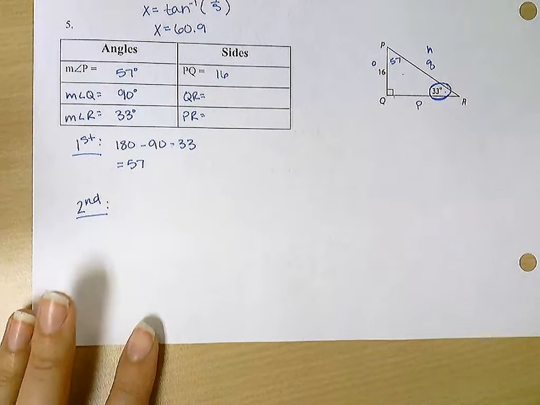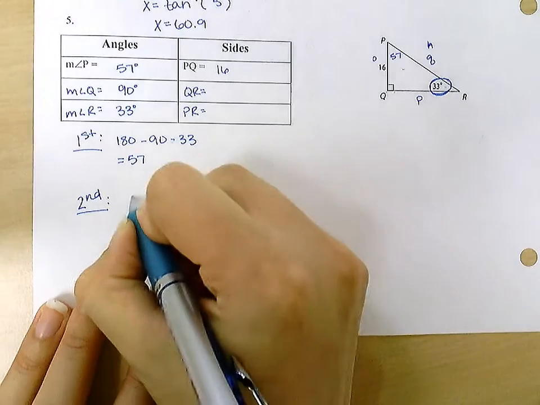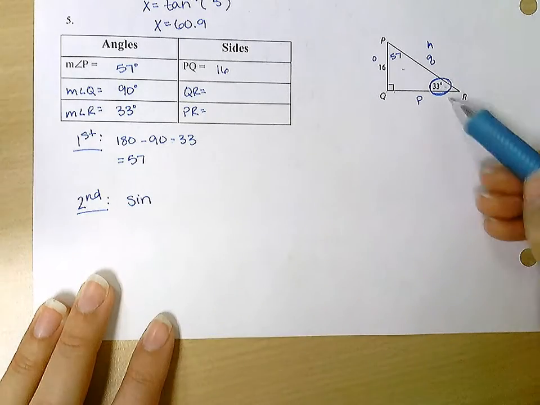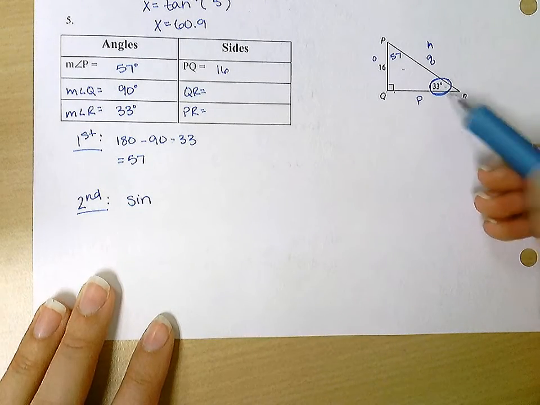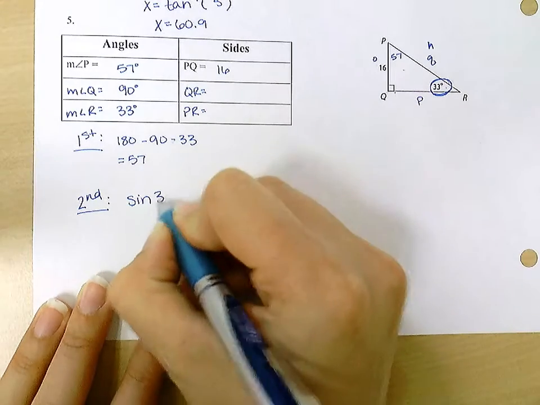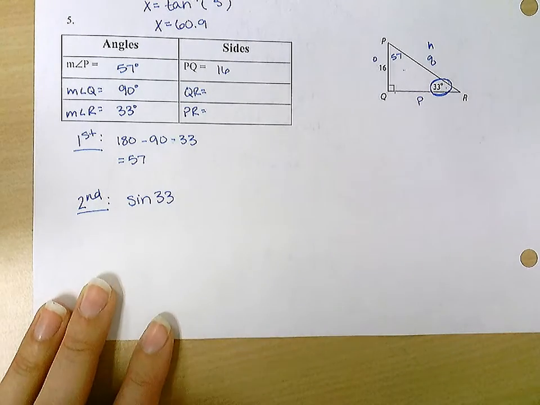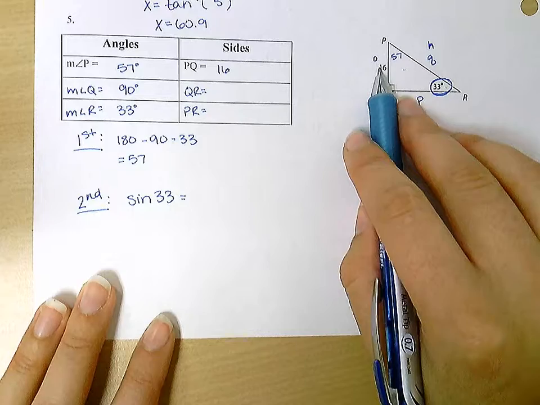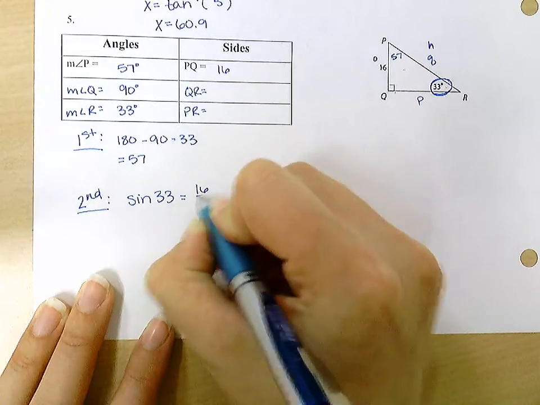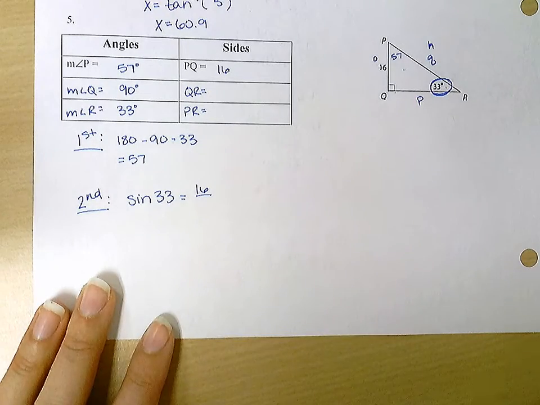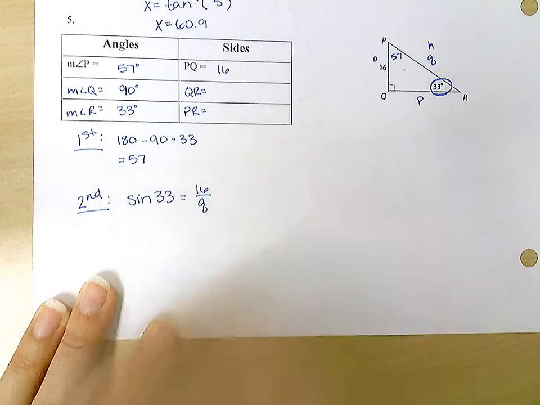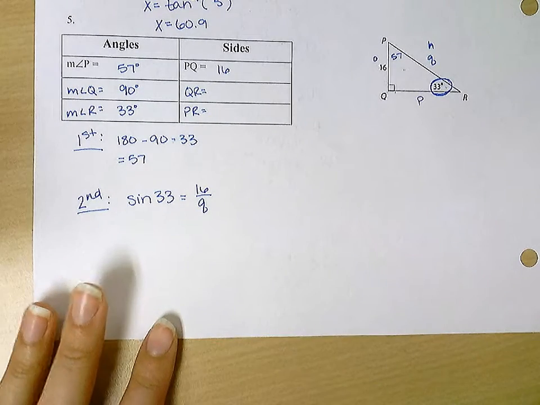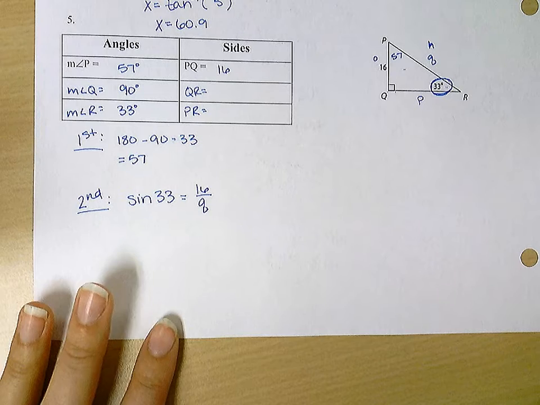So my second step here, finding lowercase q, I'm going to use sine of the angle that I went from. That is 33 degrees. So I need to plug in 33. That is equal to your ratio of sides. So your opposite side is 16 over your hypotenuse is q, or you can use h. It doesn't matter how you label it, just as long as you know what's going on.